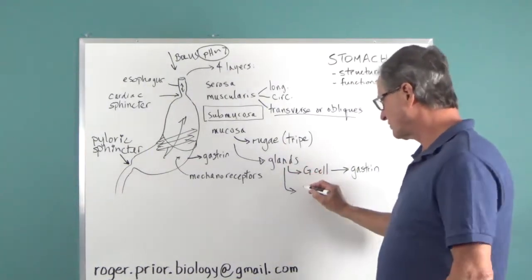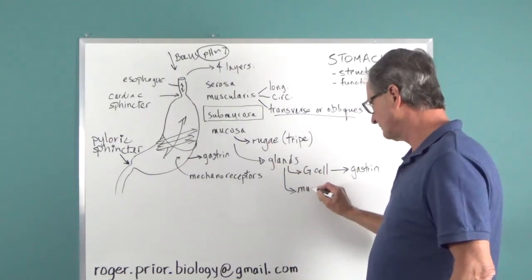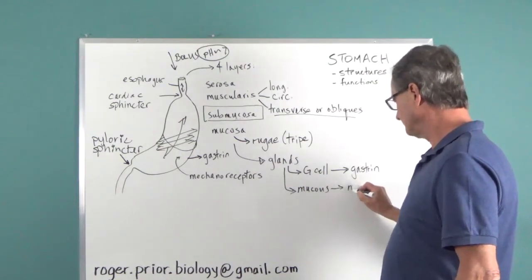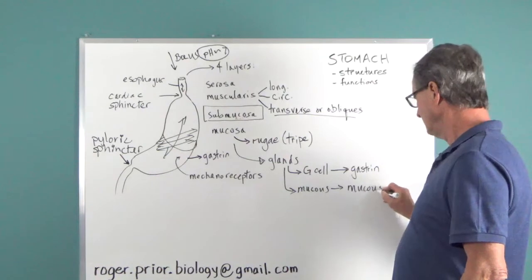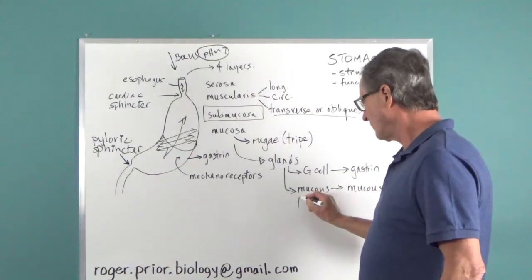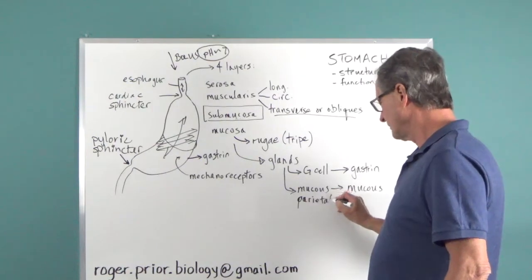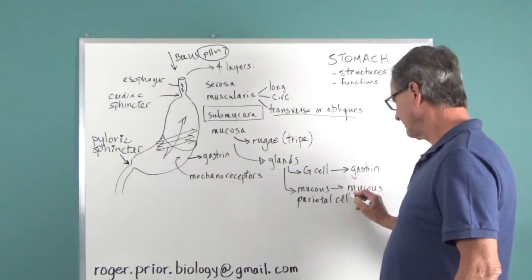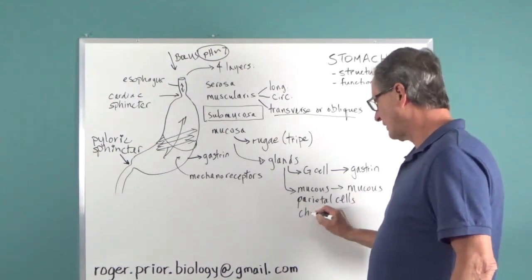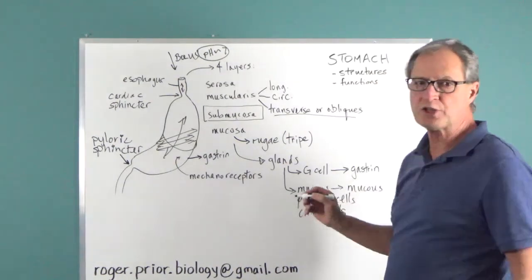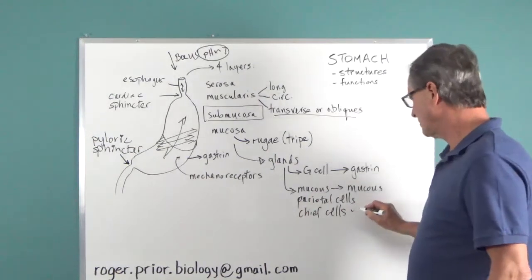Now there's another bunch of cells in here. There's mucus cells, mucus secreting cells, which secrete mucus. We've got parietal cells, and we've got chief cells. Now the chief cells secrete pepsinogen.